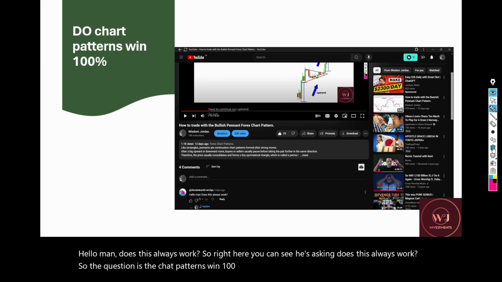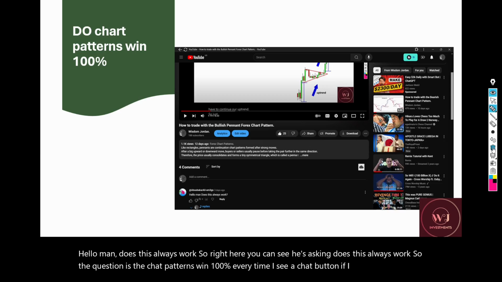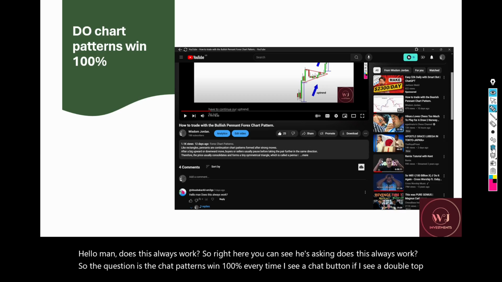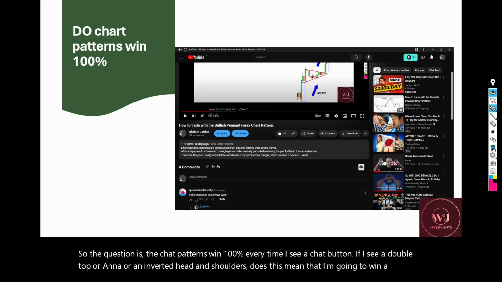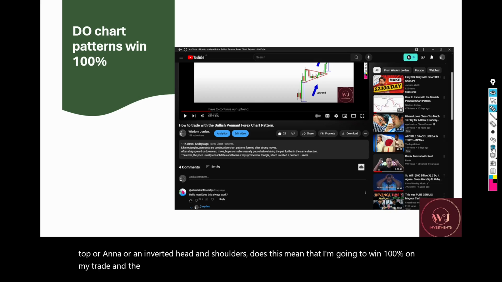Every time I see a chart pattern, if I see a double top or an inverted head and shoulders, does this mean that I'm going to win 100% on my trade? And the answer to this question is no.